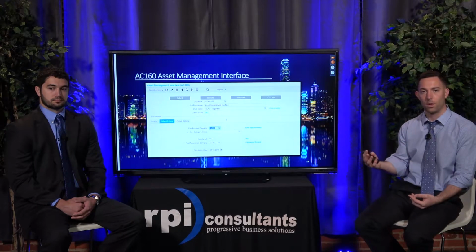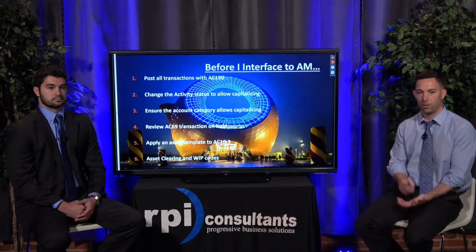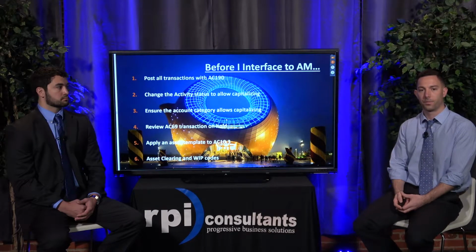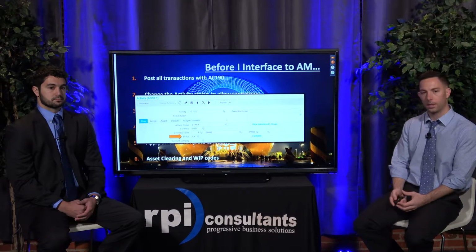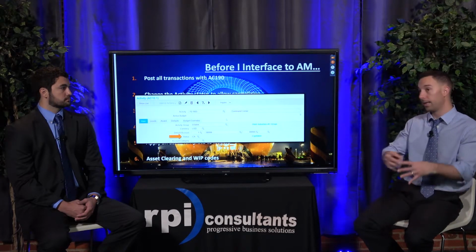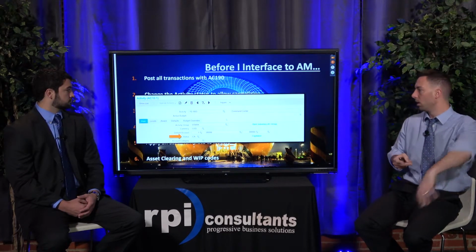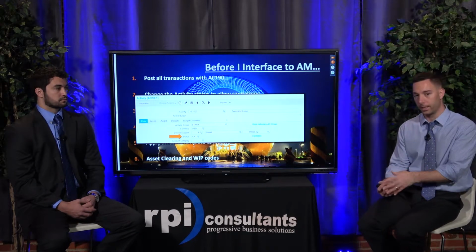A couple things you want to be careful of, or you want to check before you run the AC160. The first is AC190. So just like GL has the GL190 to post, AC has the AC190. You want to make sure you run that so all your transactions are posted to the projects. Step 2, if your statuses are set up in a certain way that says, this status I can only use to capitalize, or this status I can only use to post, you'd want to change your status on the project to allow this project to be picked up by the AC160.